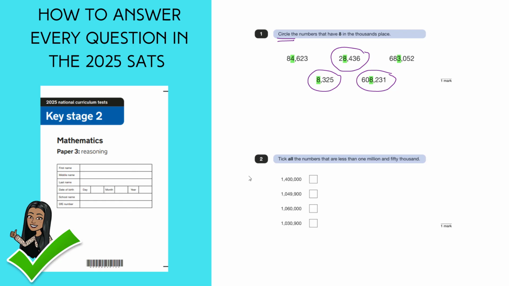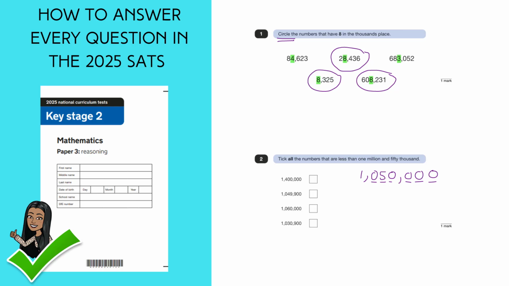Question 2. Tick all the numbers that are less than 1,050,000. It might help you to write 1,050,000 out. If it does, you would just write 1. This separator means a million. And 50, so we've got another separator here. These 3 digits, and then we've got these 3 digits. These 3 digits tell us how many thousands there are. There are 50,000, so there's no 100,000s, but there are 50,000s. And then these are just zeros. So that's what 1,050,000 looks like.